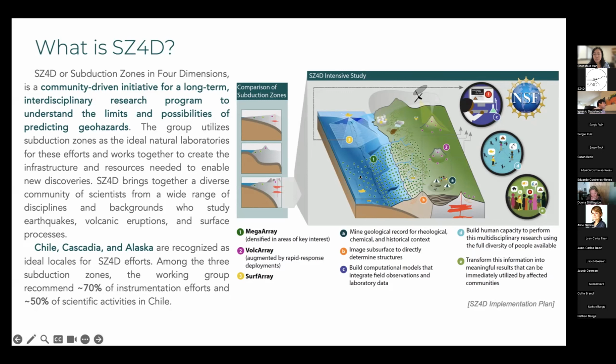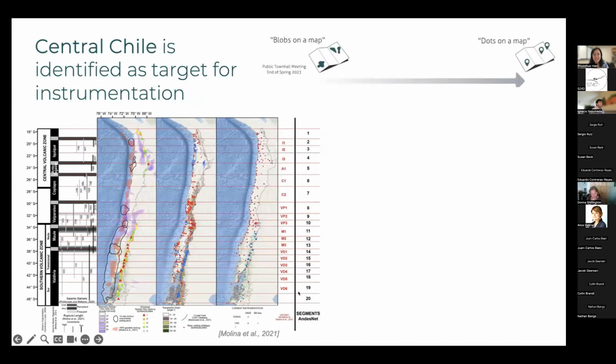And to put the observations in context, and also in the first place to design and implement the array, we need to understand the subsurface structure and velocity. So let's take a step back. We all know that Chile is a very long margin. It's from 18 degrees south to about 46 degrees south.